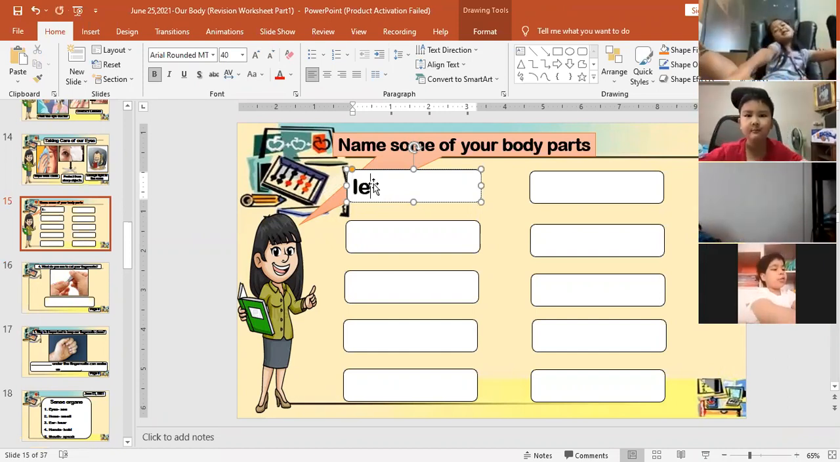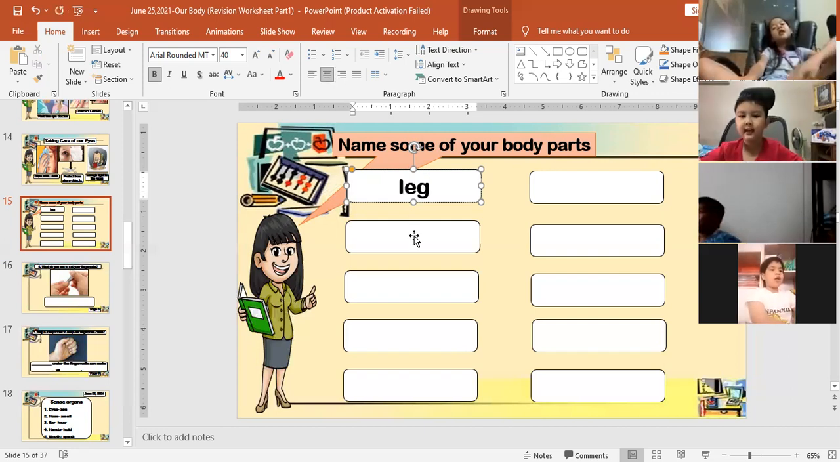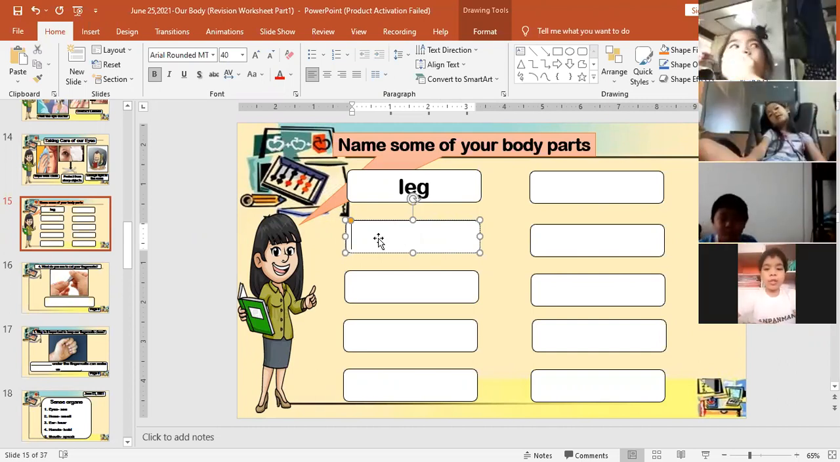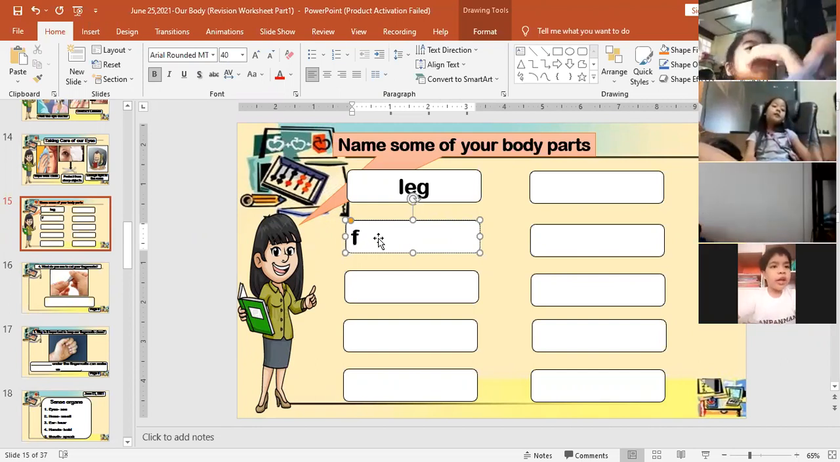L-E-G. Next, leg. You can give another example. Thumb. Give me one part of your body. Foot. How do you spell foot? F-O-O-T.